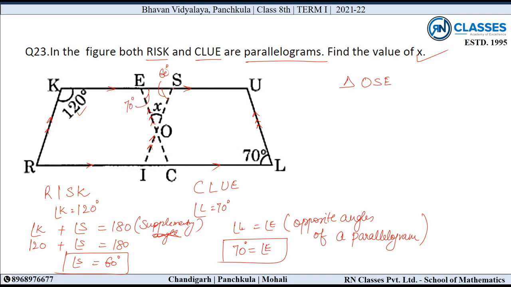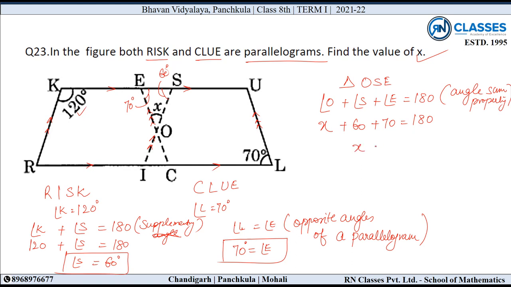Triangle OSE. In triangle OSE, angle O plus angle S plus angle E total is equal to 180 degrees. Angle sum property. Right, so angle O is X, angle S is 60 degrees, angle E is 70 degrees, and total is 180. So X is equal to 180 minus 130. X is equal to 50 degrees. That's it. I got it.